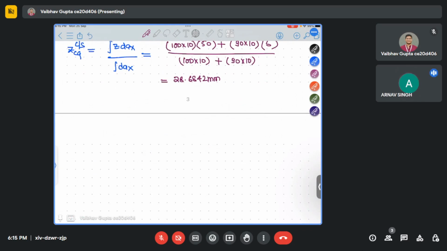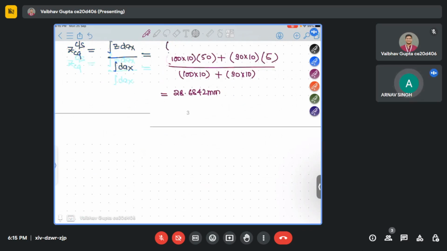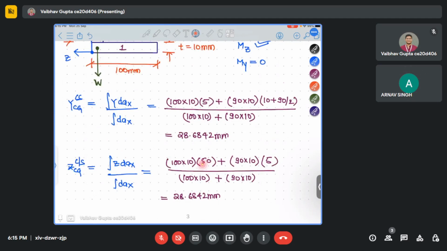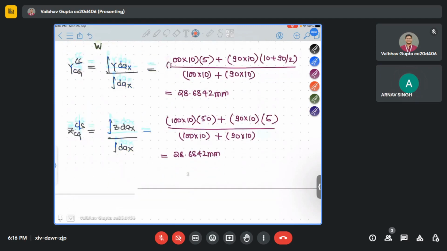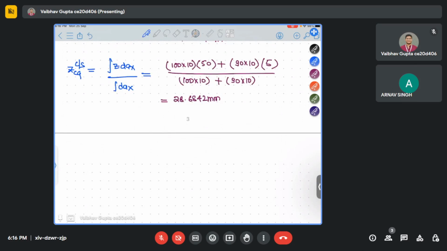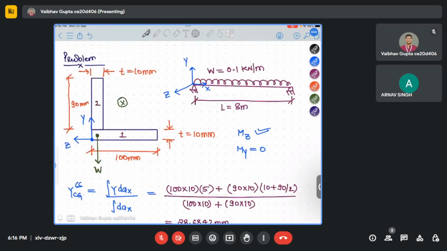Sir, how is that 50? Which thing? This one. See, first element, area is 100 into 10. CG of element 1 in the Z direction is 100 by 2, which is 50. Okay, got it. Now next is moment of inertia. I'll copy this figure first.